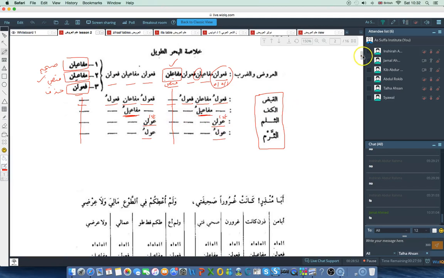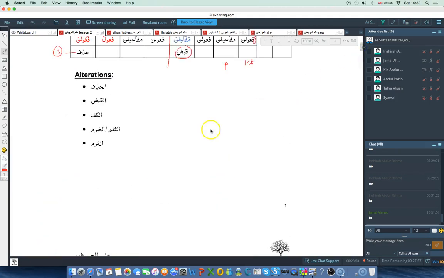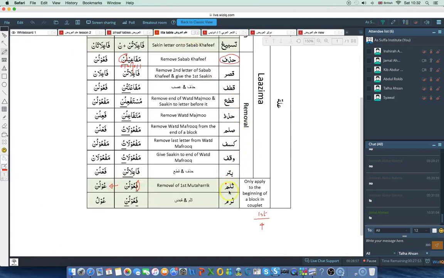Okay, and finally tharam. So tharam is that one. Let's go to here. Tharam is the same as thalam. It only applies to the beginning of a block in the couplet. So tharam is thalam plus qabad. Look, it's a combination. So what is this? Removal of the first mutaharrik and qabad. What's qabad?